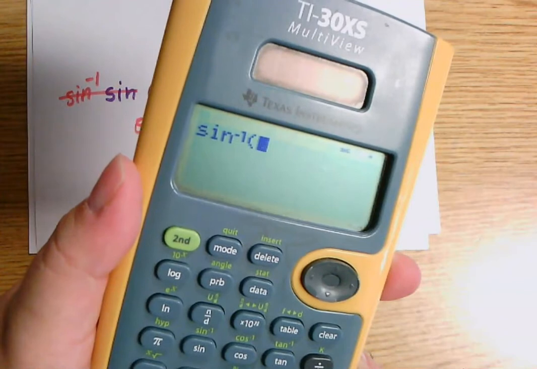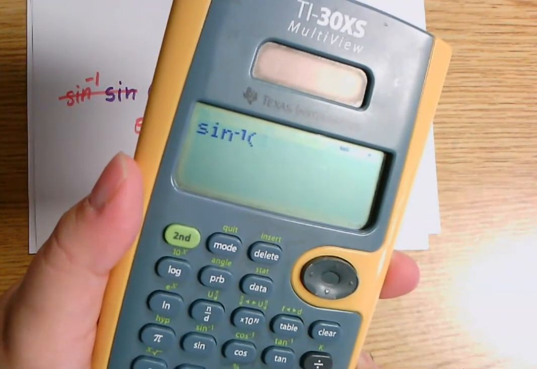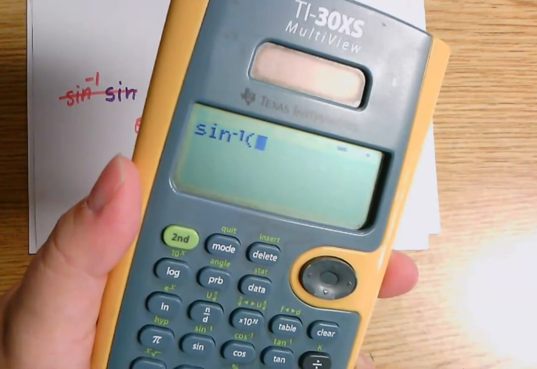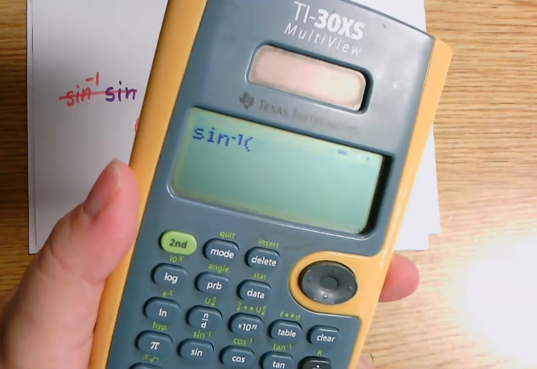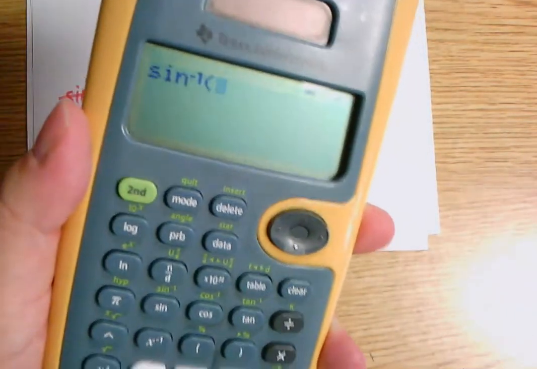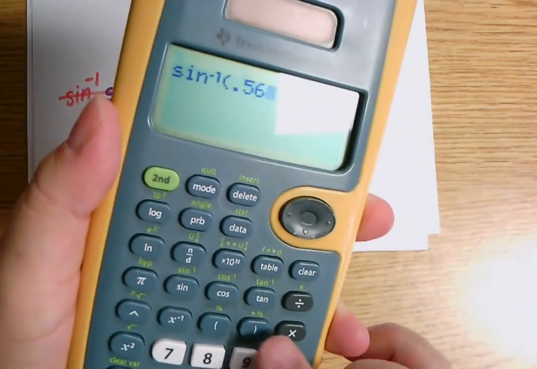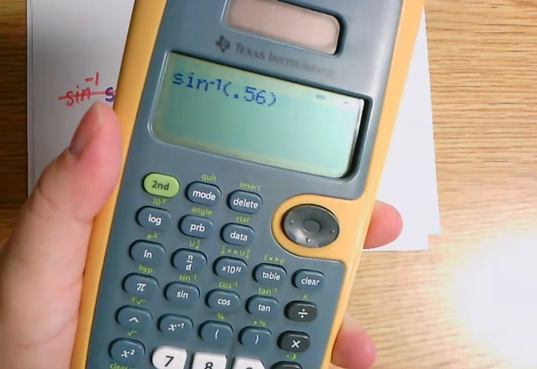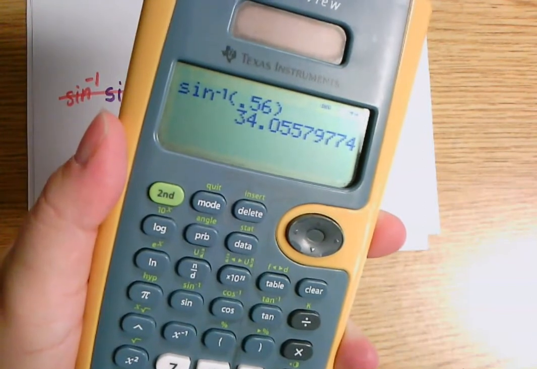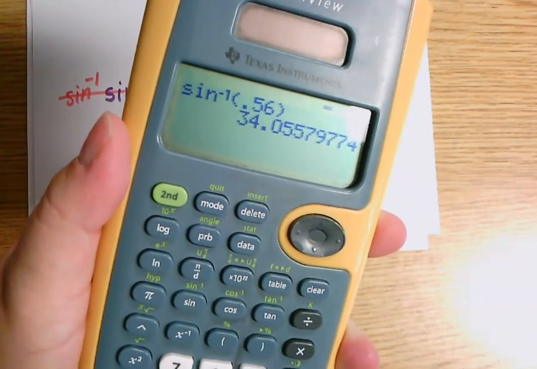It's not really the sine to the -1 power, because that wouldn't mean anything, because what is the sine by itself? It's just a notation thing. When you see that -1, that's a notation thing that means the inverse. So the inverse sine of 0.56. In other words, I'm asking what angle would give me this sine. And the answer is an angle of 34 degrees would give me a sine of 0.56.